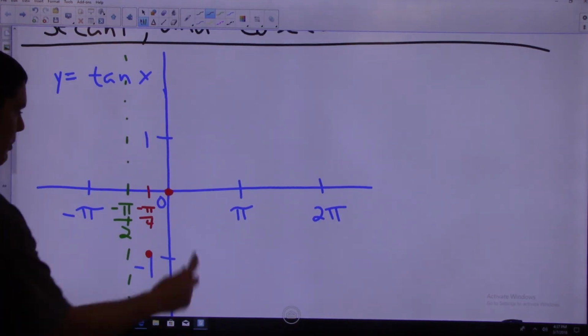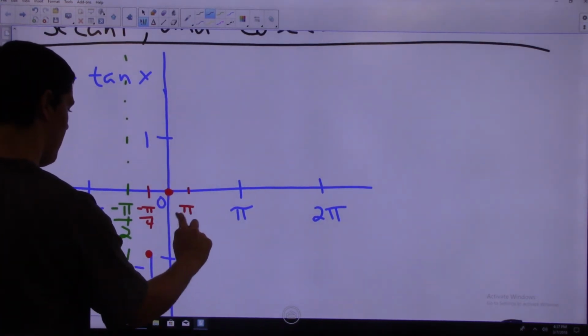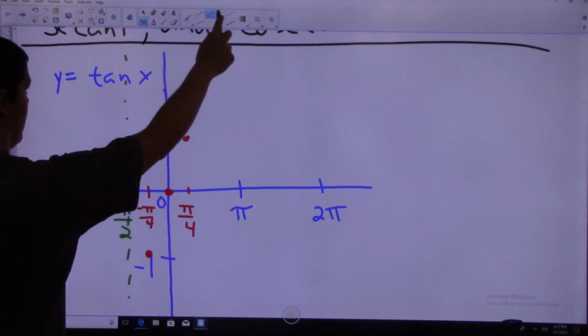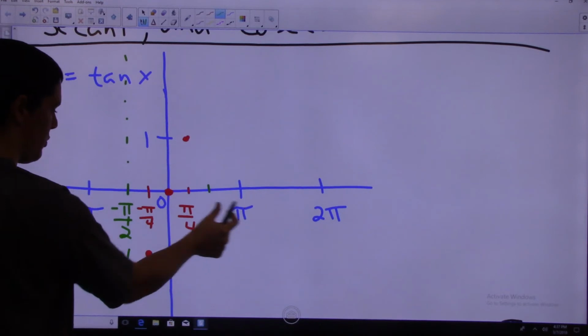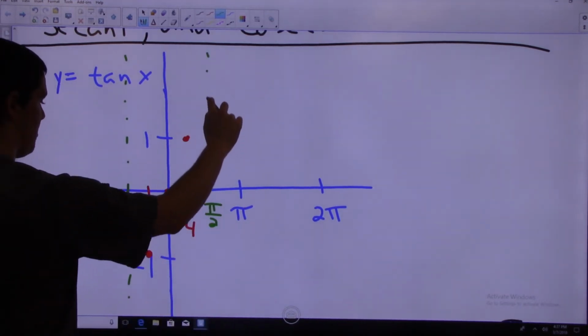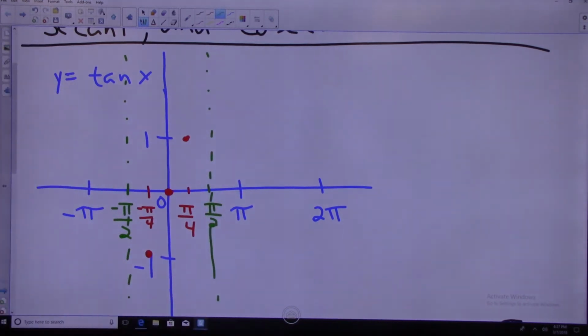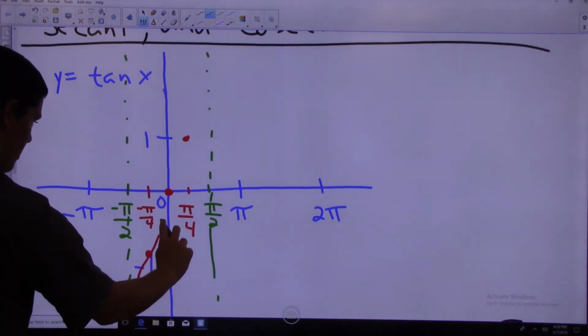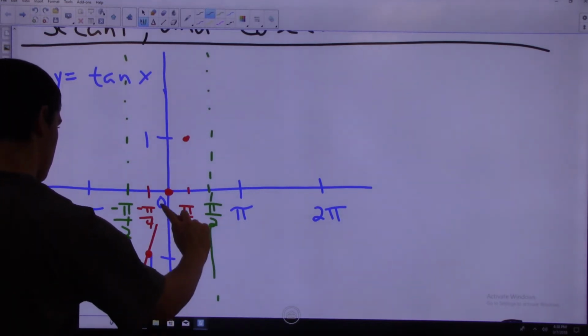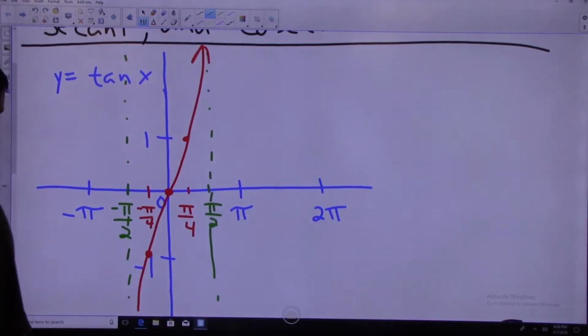So, at pi over 4, which would be about right here, that's going to be the point 1. And then at pi over 2, which would be about halfway in between pi and 0, that is going to be another asymptote because it's undefined there. So hopefully you guys can visualize what's going to happen here. It's got to behave asymptotically. My graph is going to look like this. Oh, that was bad. Let me fix this. Something like that.